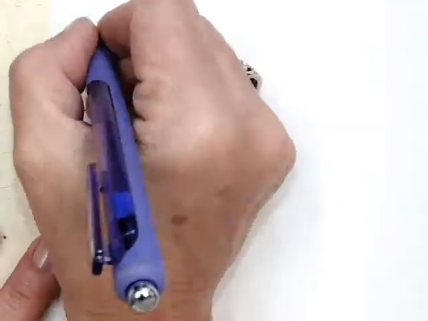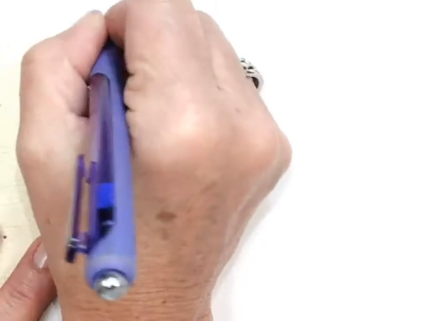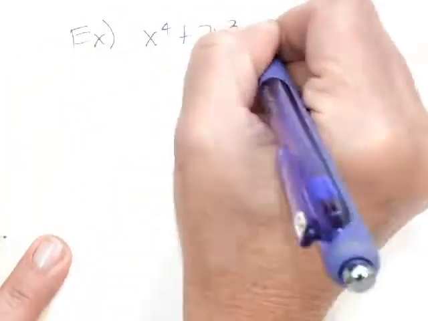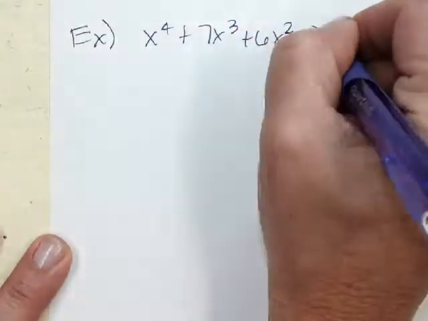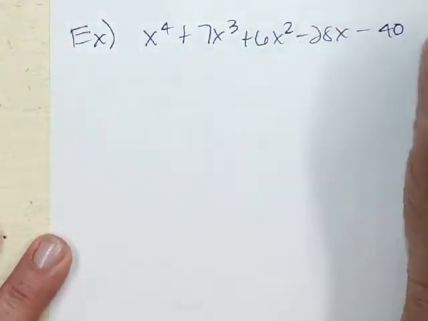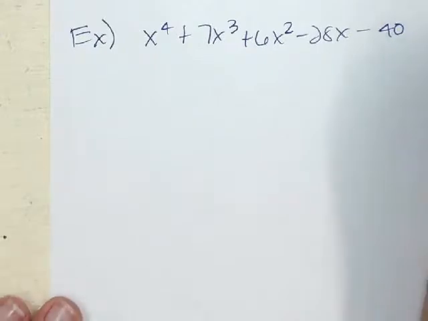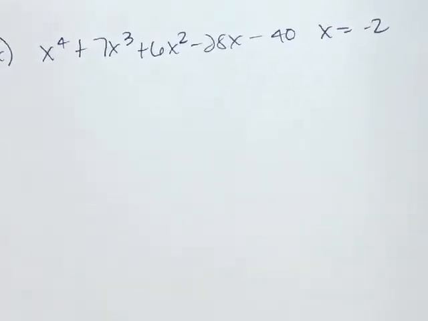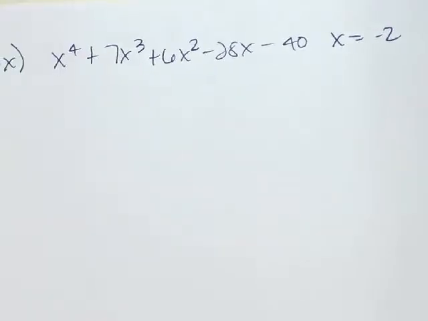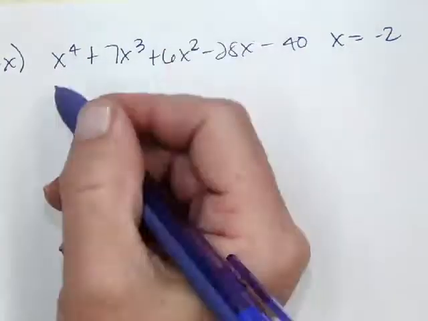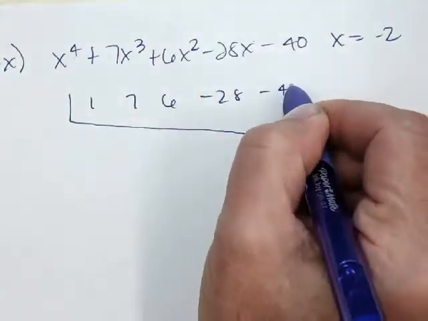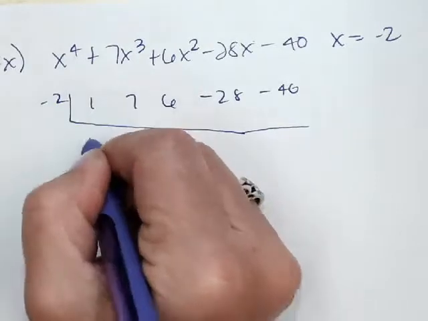Alright, so now we've got the next one. I've got x to the 4th plus 7x cubed plus 6x squared minus 28x minus 40, and x is equal to, is everything equal to 2? Negative 2. So, 4, 3, 2, 1, nothing's missing. 1, 7, 6, negative 28, negative 40, that was messy. Negative 2.